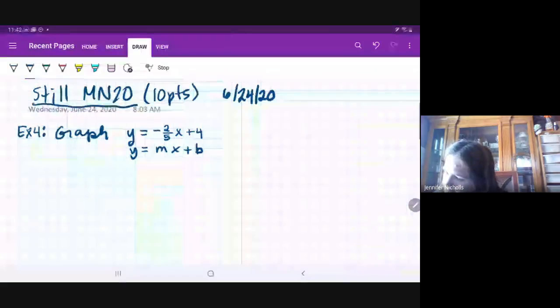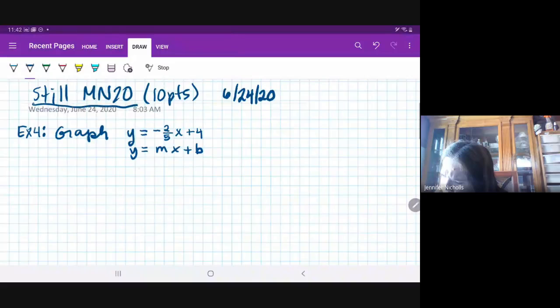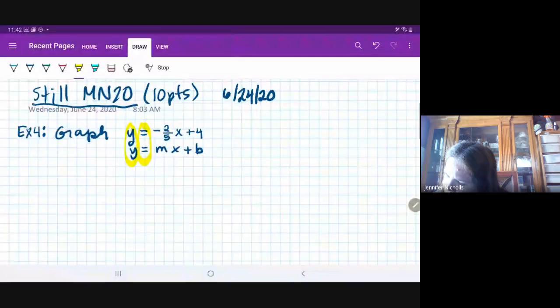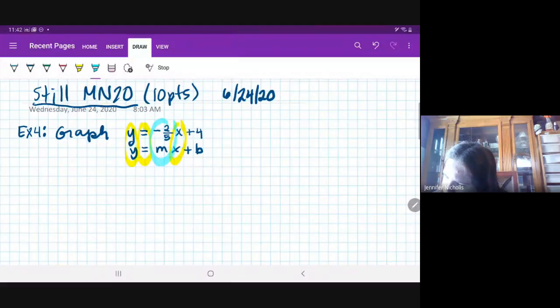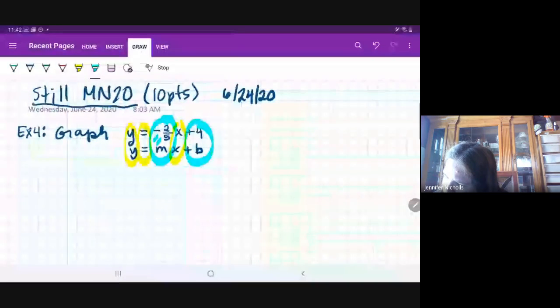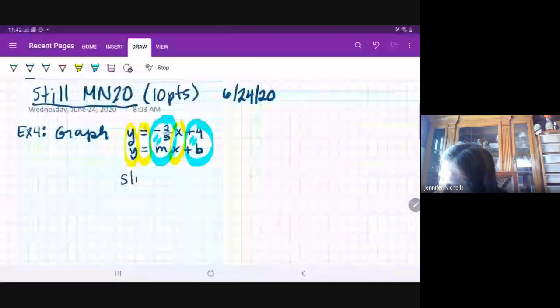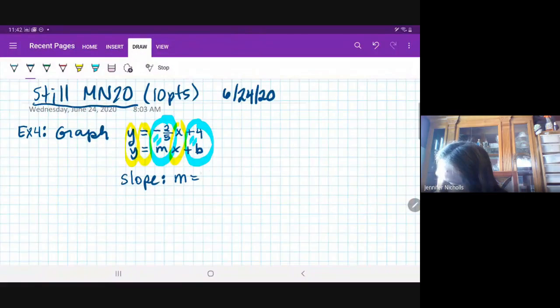Okay. So y equals mx plus b. And then this is the same idea of what we did before, like the y's match, the equals match, the x's match. So we need the m to equal -2/5 and the b to equal 4. So we're going to write slope. And you're going to write m equals -2/5.